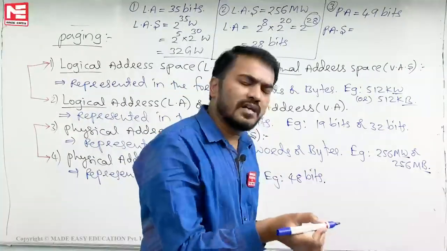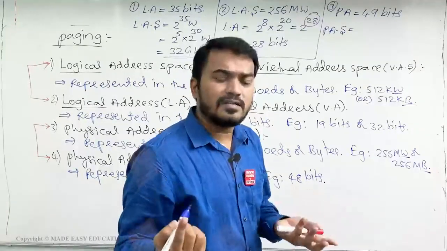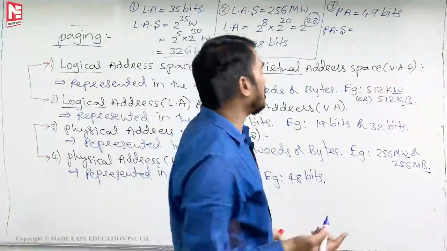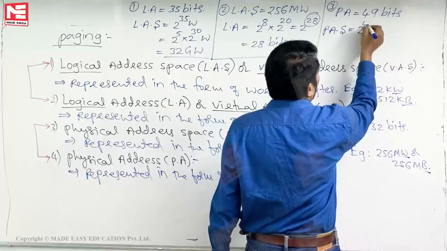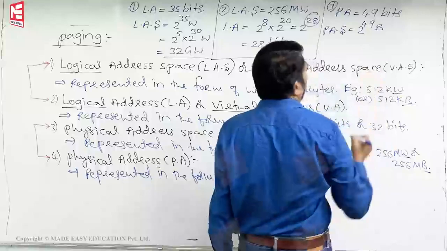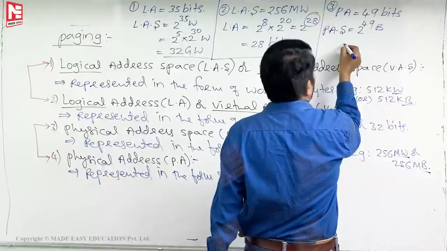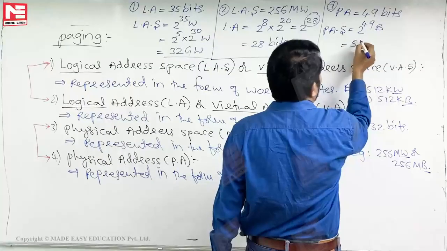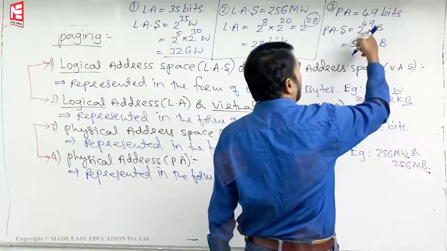Words भी हो सकता है या तो bytes में हो सकता है. Byte address से बुलाए तो byte लिखोगे, word address से बुलाए तो word लिखोगे. बस इतना ही, right? So I am assuming it is byte addressable now. 2 power 49 bytes. So इसलिए I am writing bytes. Now look at it. 2 power 49 bytes. How much is that? 512 terabytes. 2 power 9 is 512.